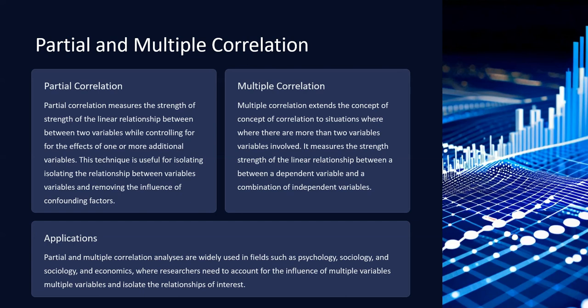So when you go for partial correlation and multiple correlation, they are used in cases of psychology, sociology, economics, where the researcher needs to account for the influence of multiple variables. So you have multiple variables to choose from. Suppose you are working in sociology or even psychology, there are lots of factors you need to understand, and then only can you isolate the relationship of interest.